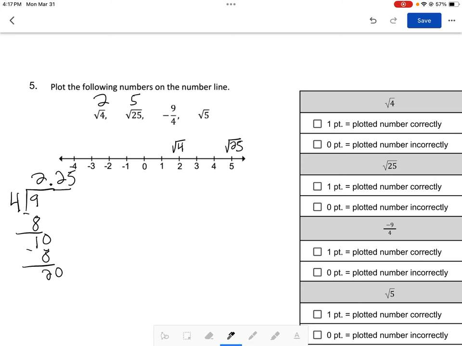Negative 2.25. So negative 9 over 4, it's about there. And then the square root of 5 is approximately 2.1. So the square root of 5 is going to be right about here.